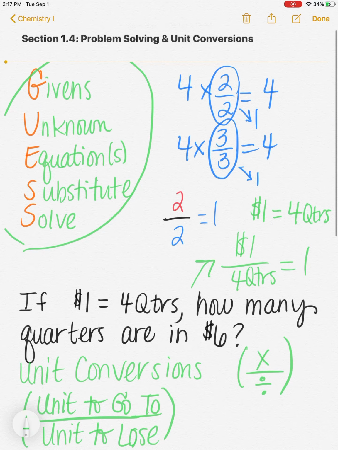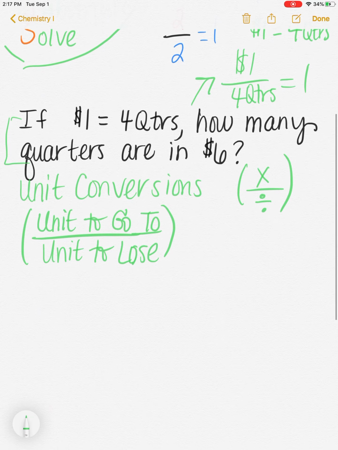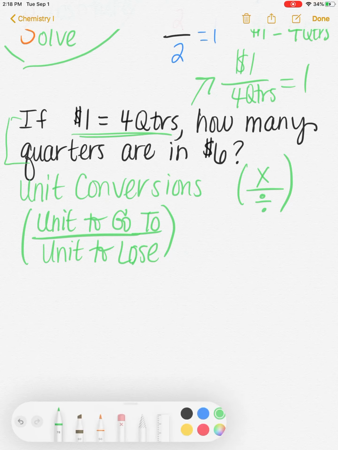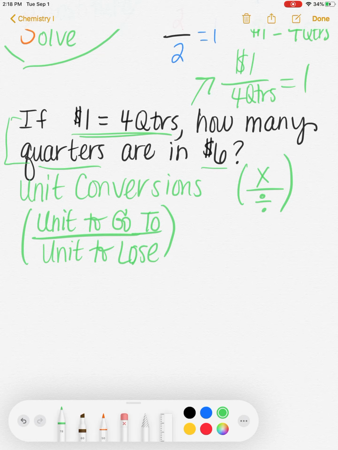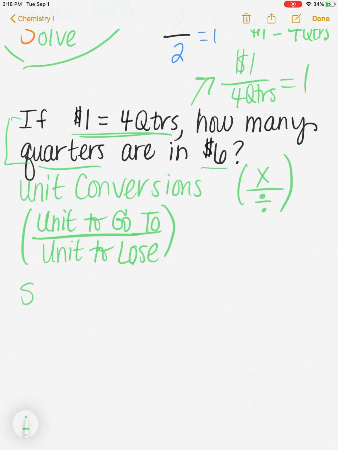So let's use our GUESS method, what we're given in this problem, and these tips on math to solve this. All right, so we know $1 is 4 quarters. How many quarters are in $6? We're going to start by writing down what we are given. The number that we're given in the problem is $6. We are supposed to change that into how many quarters would be the equivalent. Now I get that this is a pretty simple problem and you might be able to do that in your mind, but I'm going to show you how to set this up mathematically so when we get to more difficult problems, we know what we're doing.